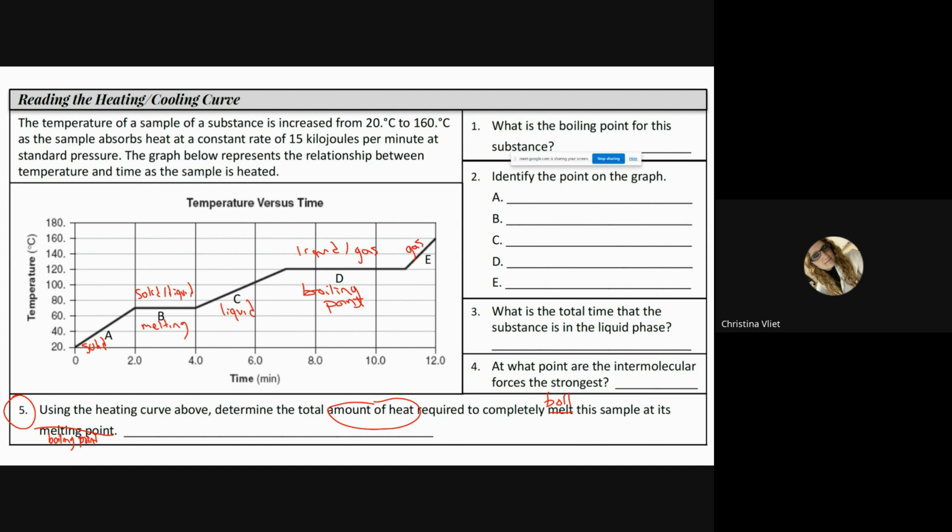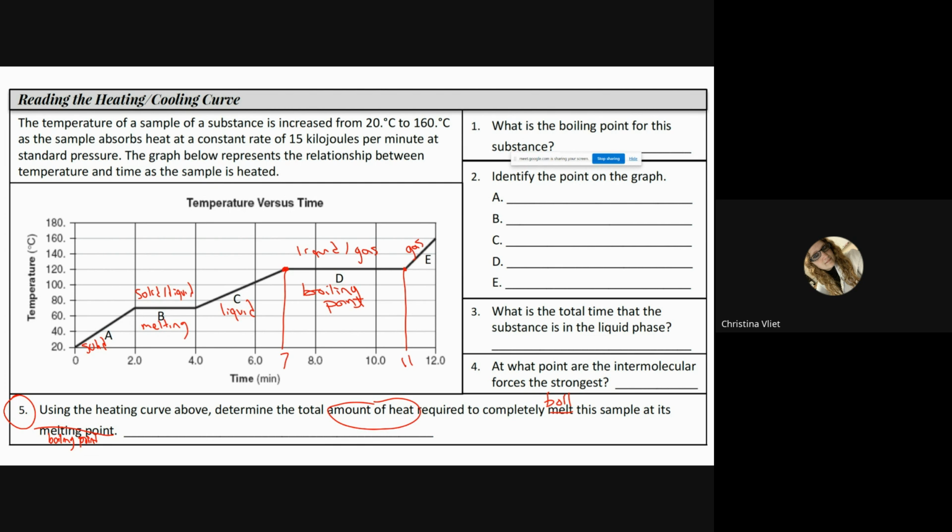So using the heating curve above, determine the total amount of heat required to boil. So the first thing is to establish where is boiling. That's at point G. And so boiling happens from minute 7 on this graph to minute 11. Following me so far? Between the 7th minute and the 11th minute, we're in the process of boiling. They tell you some information here to help you. They said every minute is going to be 15 kilojoules of heat for 1 minute, right? So how much total heat will it be for 4 minutes?